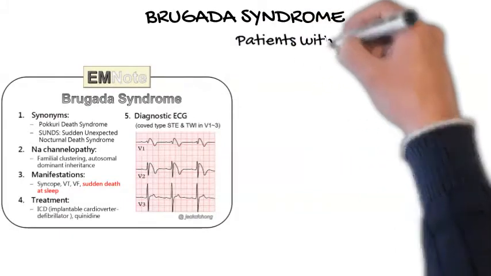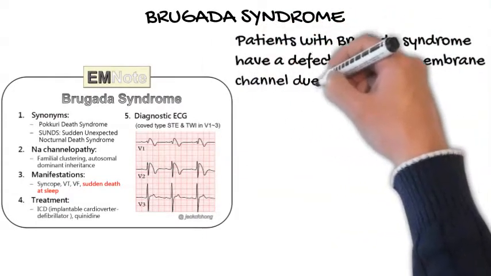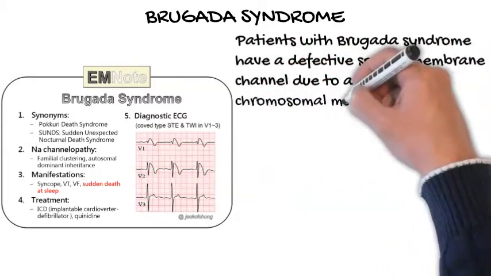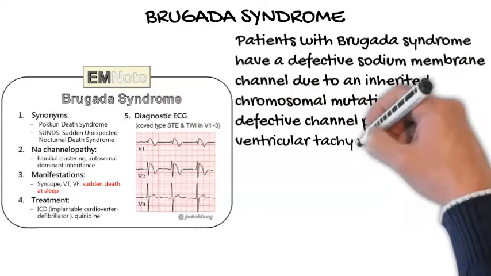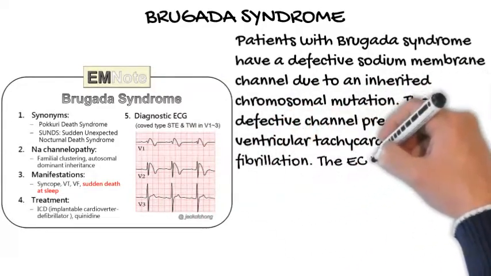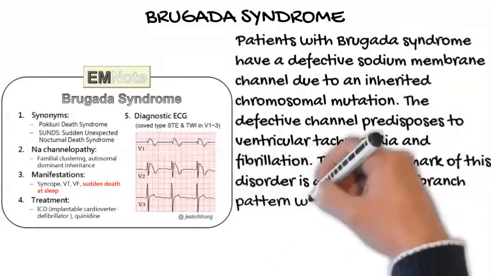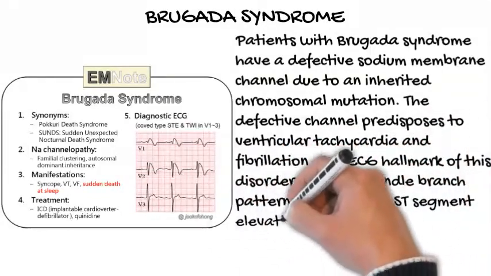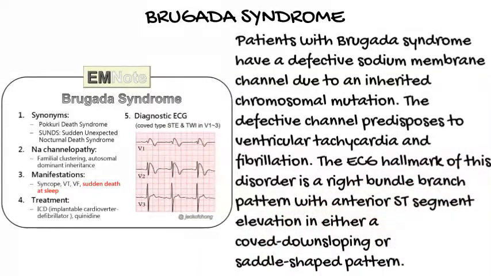Brugada syndrome. Patients with Brugada syndrome have a defective sodium membrane channel due to an inherited chromosomal mutation. The defective channel predisposes to ventricular tachycardia and fibrillation. The ECG hallmark of this disorder is a right bundle branch pattern with anterior ST segment elevation in either a curved down-sloping or saddle-shaped pattern.